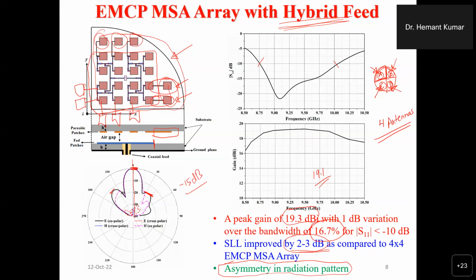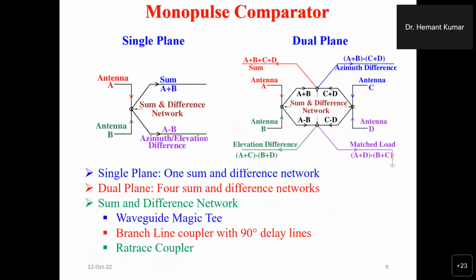Now the second part of the monopulse antenna is the monopulse comparator, which will be calculating the sum and the difference. If we want to track the target in one plane, either in the azimuth plane or in the vertical plane or elevation plane, then in that case we only need two parameters, r and phi or r and theta. But in case we want to track the target in 3D space, we need three parameters, r, theta, and phi, right?